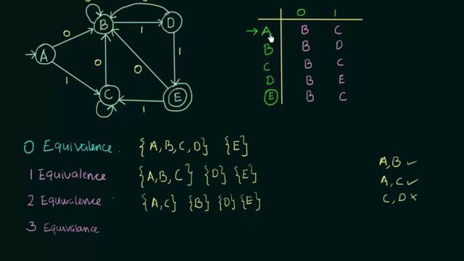Let's check for A and C. A and C. On getting input 0, where does A go? It goes to B. And C, where does it go? C also goes to B. So same states, it's okay. And on getting input 1, where do A and C go?